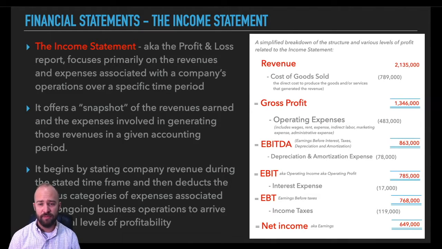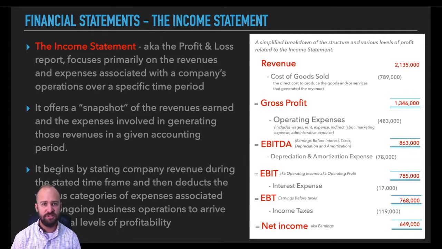This level of profitability is also known as operating income or operating profit, because at this point, we've deducted everything that's even somewhat associated with the ongoing business operations. After that, if we deduct interest expense, we get to EBT. That's just earnings before taxes.